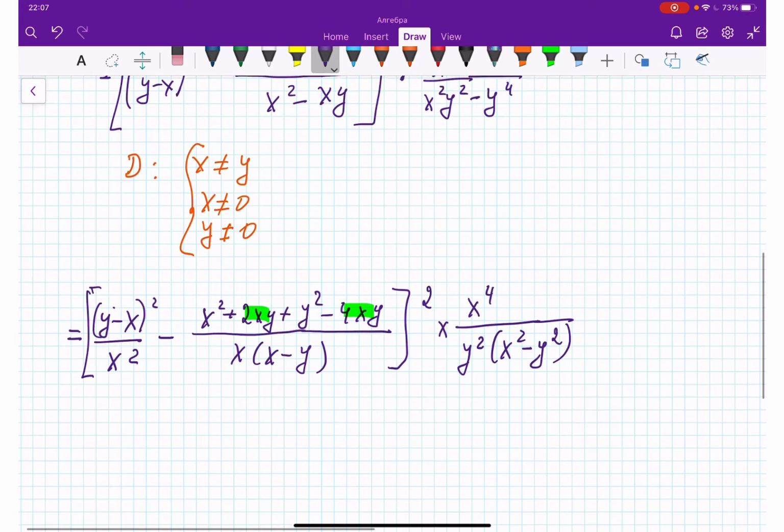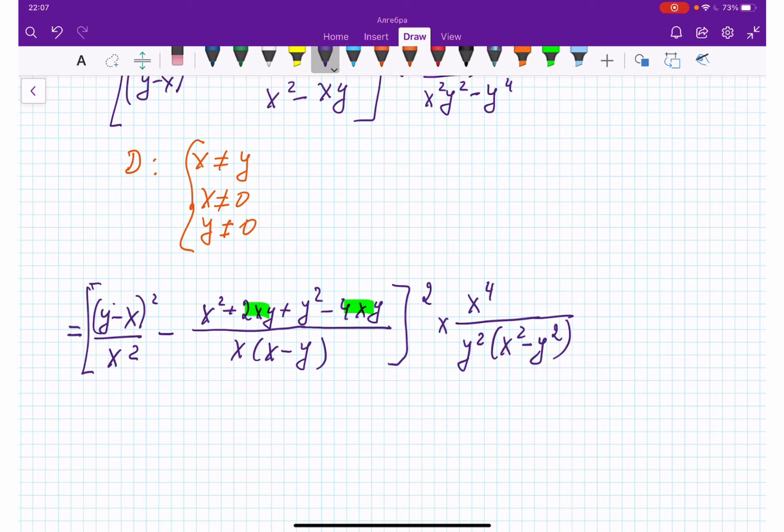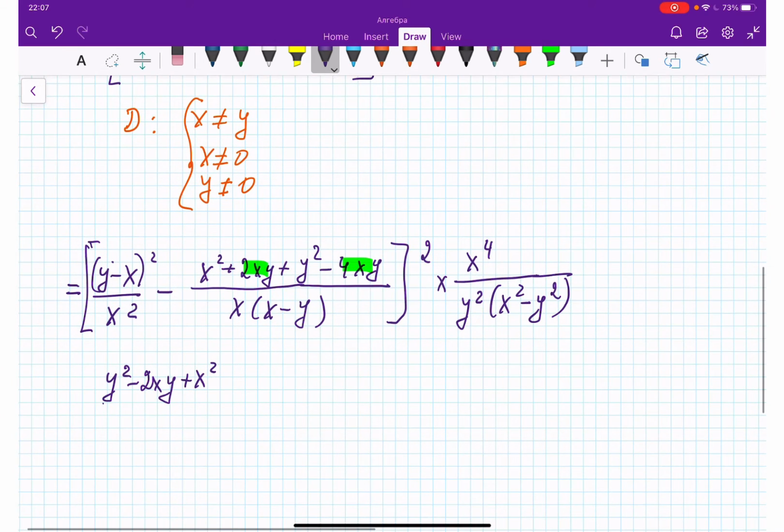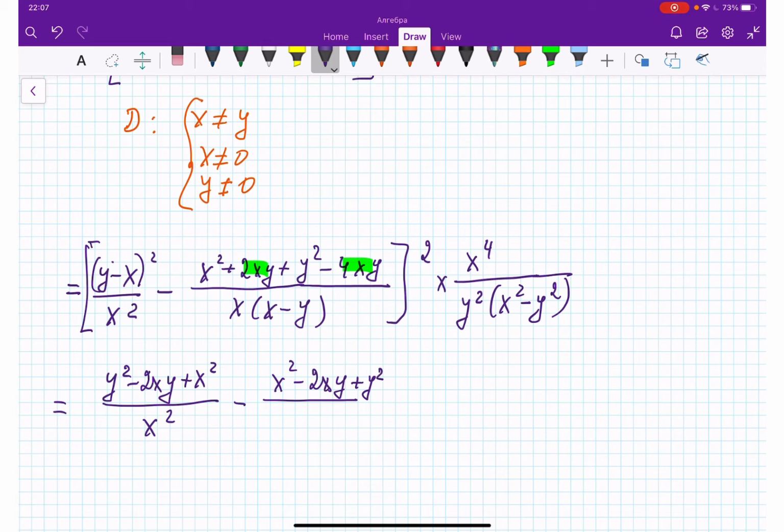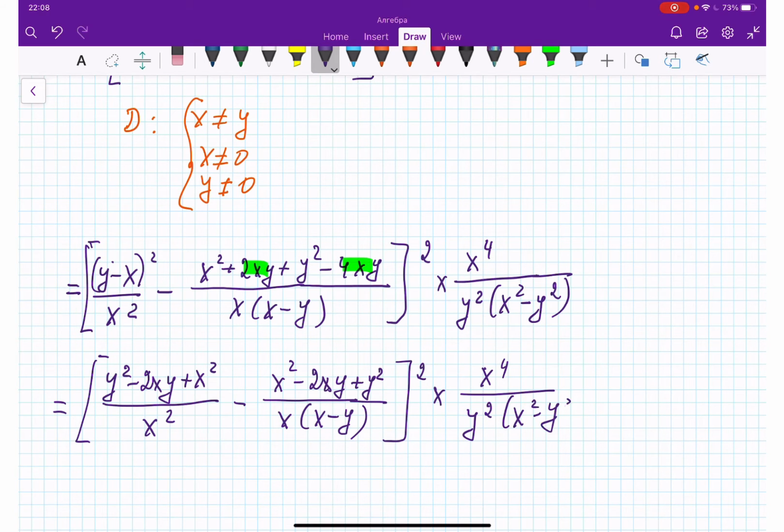Okay, so let's combine like terms, this one and this one, right? And we are getting (y minus x) squared, I'm opening up: y squared minus 2xy plus x squared over x squared, and then minus x squared minus 2xy plus y squared divided by x times (x minus y), squared, and times, well, this term is without changes right now, just moving over. All right.